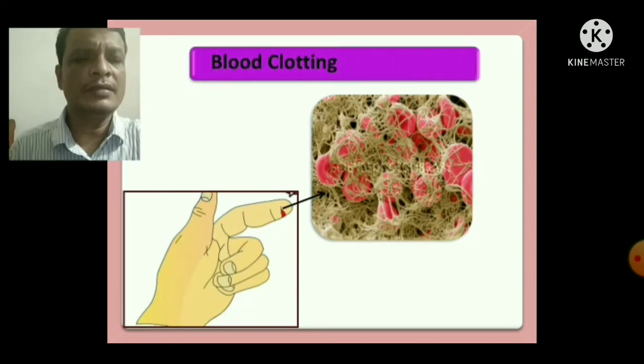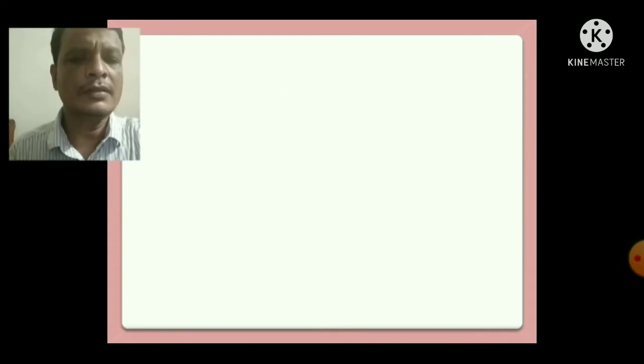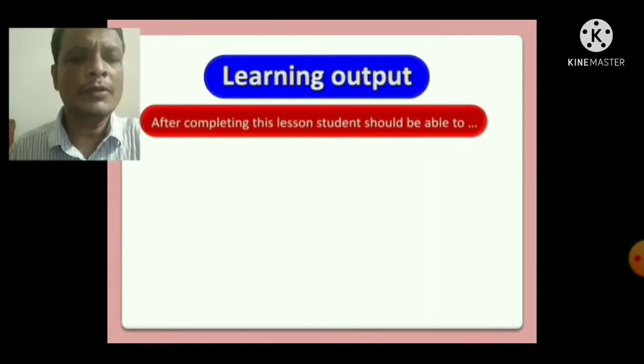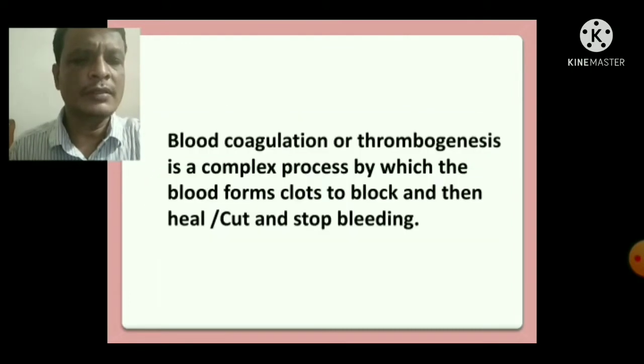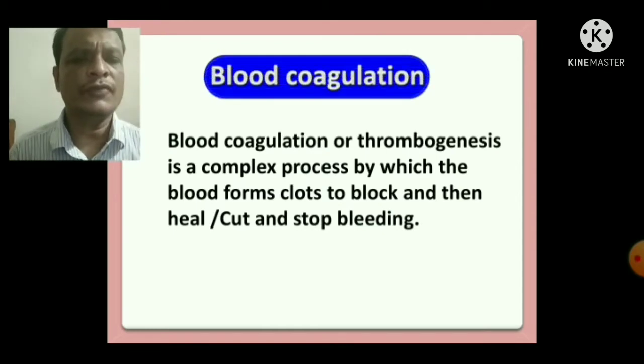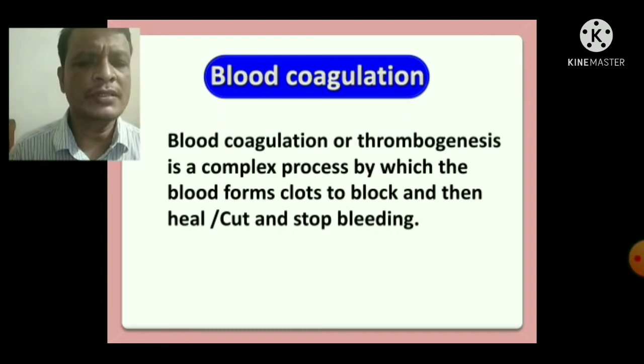If you look at the figure, this is the fibrin thread. This is the blood coagulation process, fibrin polymer thread. The learning outcome after completing this lesson: students should be able to tell the definition of blood clotting and explain the process of blood clotting. So now first of all, I would like to discuss blood coagulation. Blood coagulation or thrombogenesis is a complex process by which the blood forms a clot to block and then heal a cut and stop bleeding.